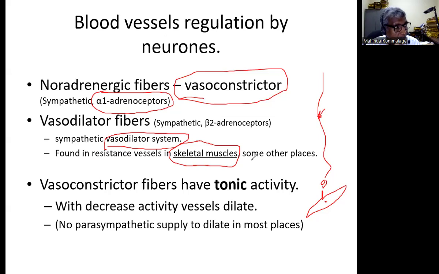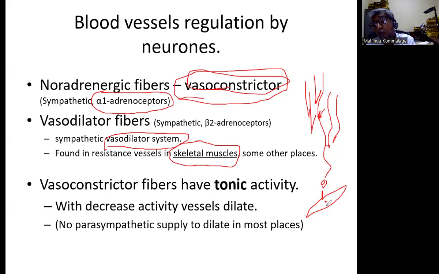So remember, adrenergic, that means sympathetic neurons provide supply to blood vessels throughout the body, and that is vasoconstrictor. But in some places we have vasodilatory fibers. And this vasoconstrictor system provides tonic activity. That means some nerve impulse is always coming through this vasoconstrictor system, and that amount of nerve impulse keeps the tone of this smooth muscle constant.